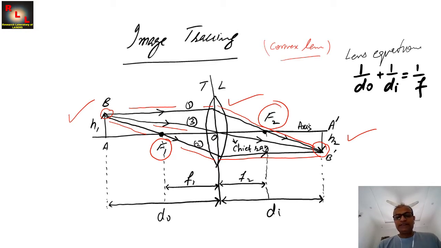So this is, you can say, the rule of thumb for how you draw the rays and how they pass through the lens.